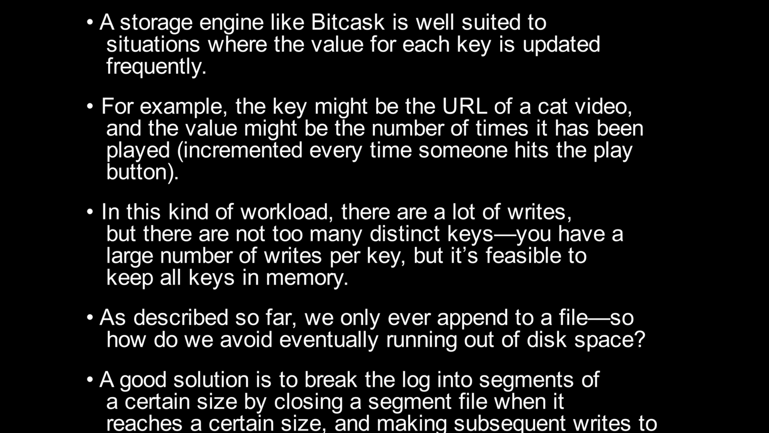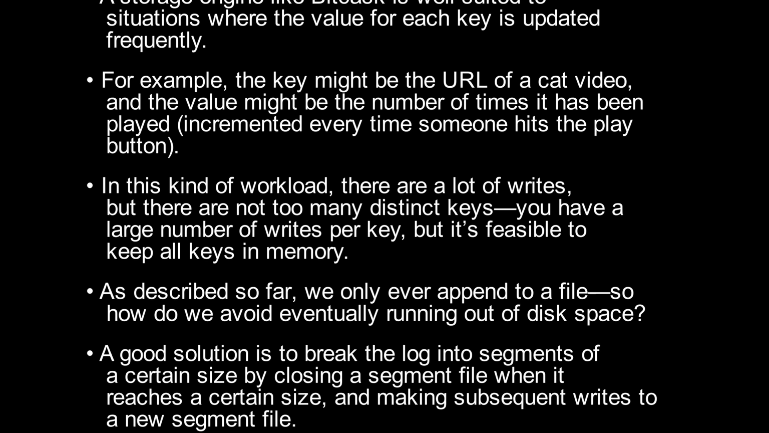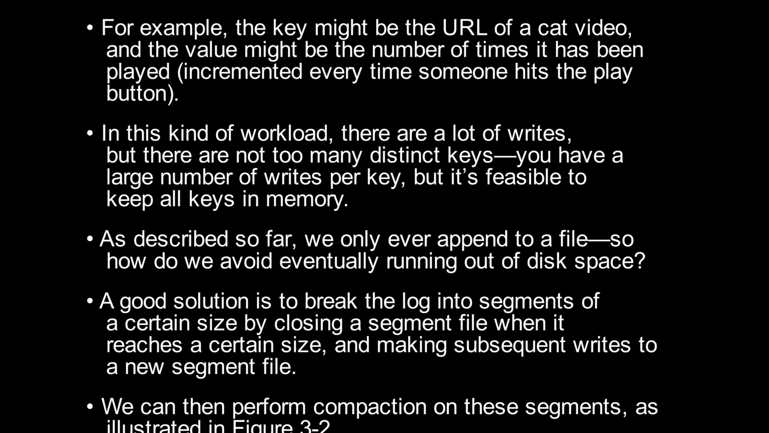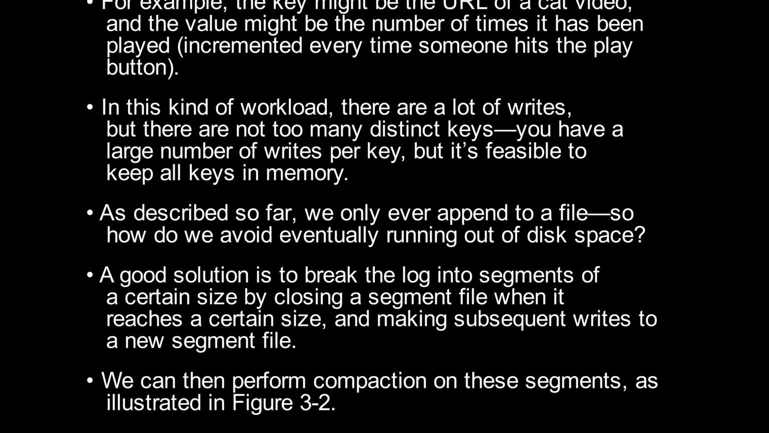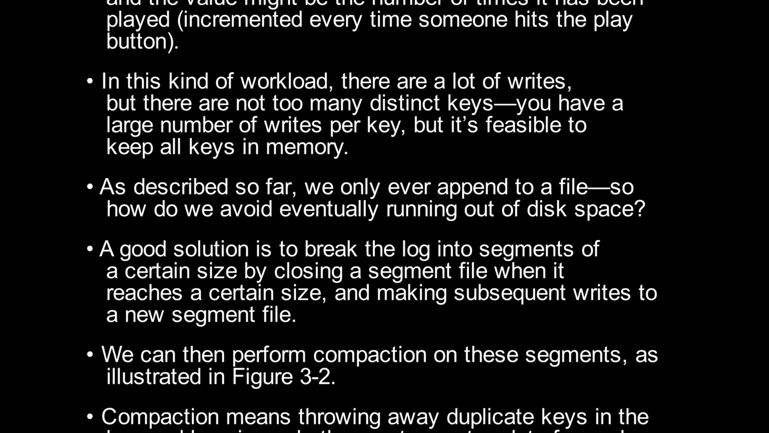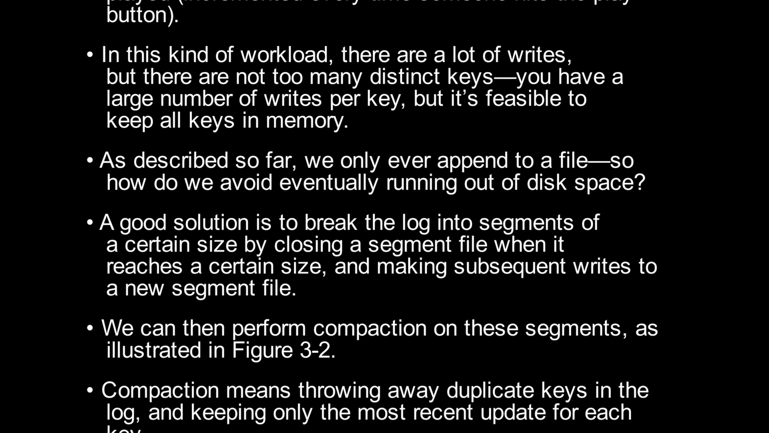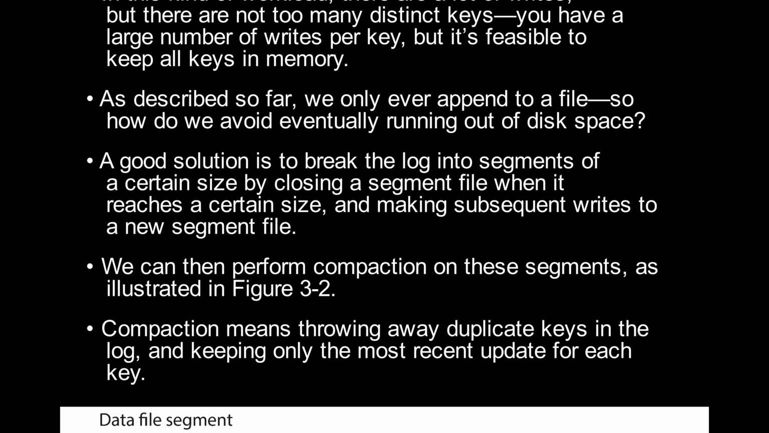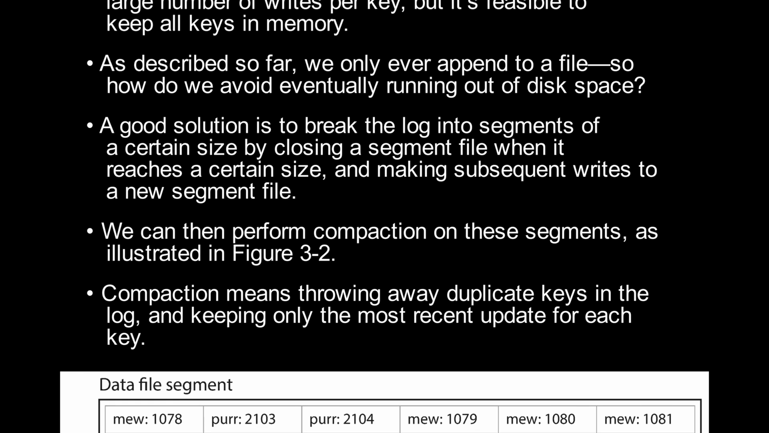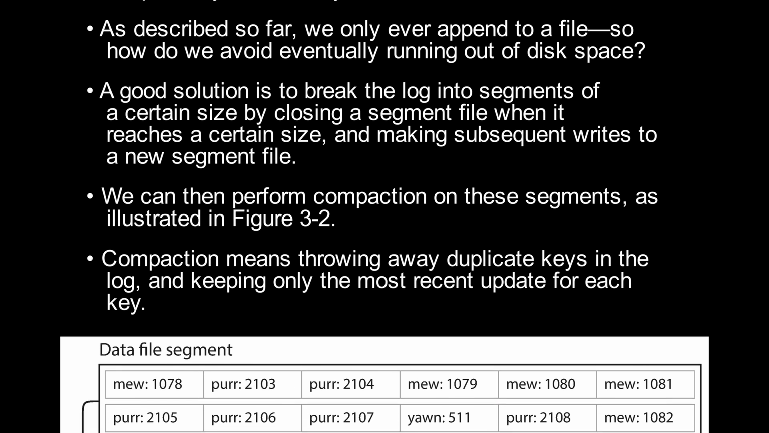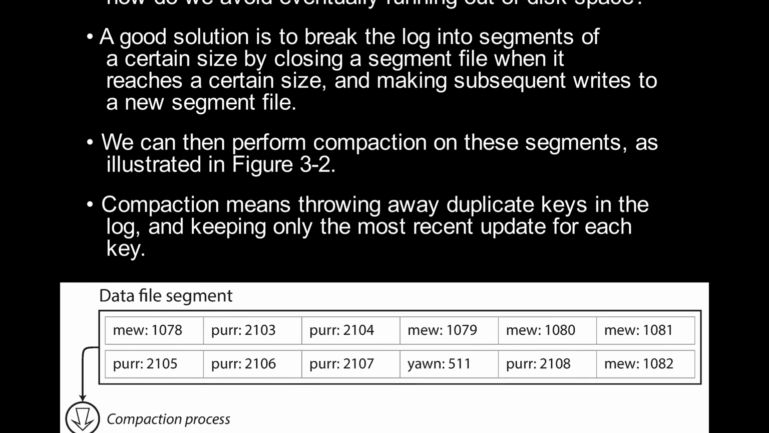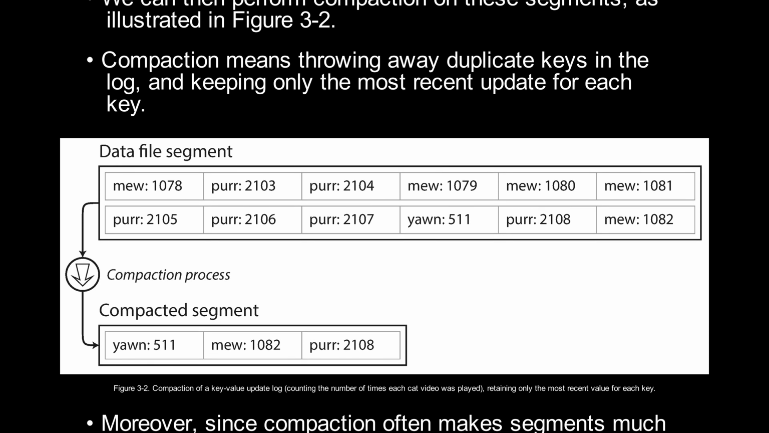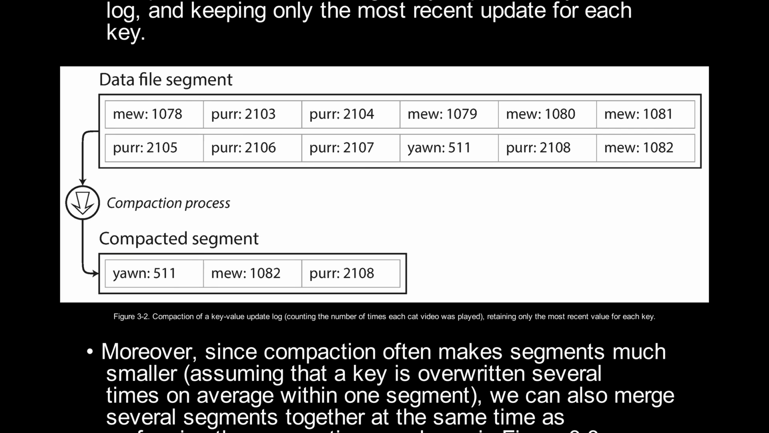As described so far, we only ever append to a file, so how do we avoid eventually running out of disk space? A good solution is to break the log into segments of a certain size by closing a segment file when it reaches a certain size, and making subsequent writes to a new segment file. We can then perform compaction on these segments, as illustrated in Figure 3-2. Compaction means throwing away duplicate keys in the log, and keeping only the most recent update for each key. Figure 3-2. Compaction of a key-value update log, counting the number of times each cat video was played, retaining only the most recent value for each key.